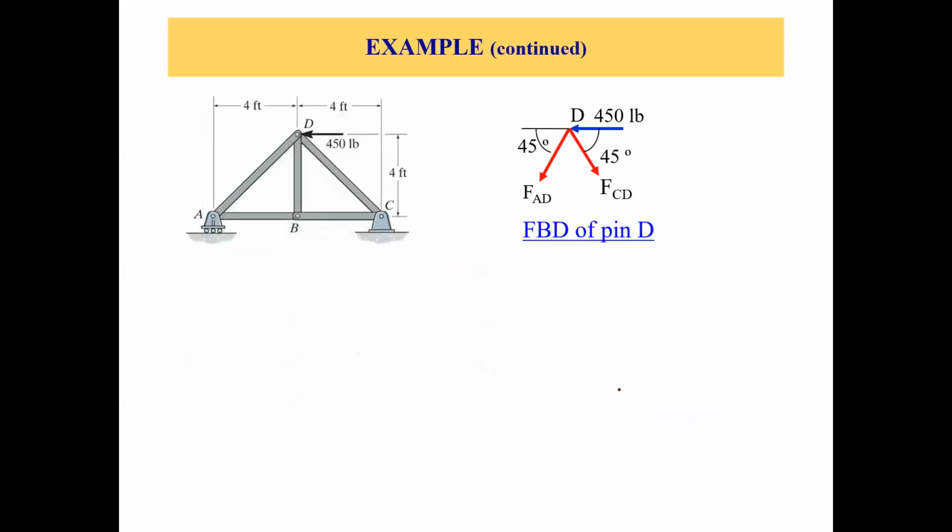Now, again, just how to make the free body diagram. Let's do that again. This is joint D, right? So let's first put the external applied load. This is the 450 pounds load, right? Then you have this one here and this one here.